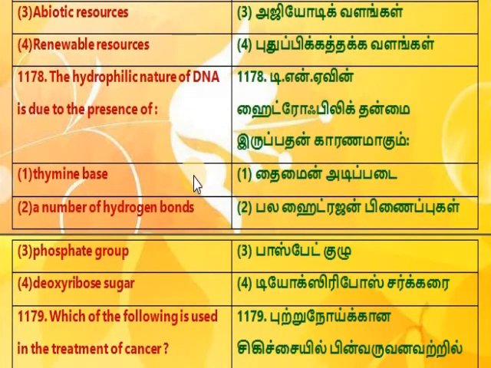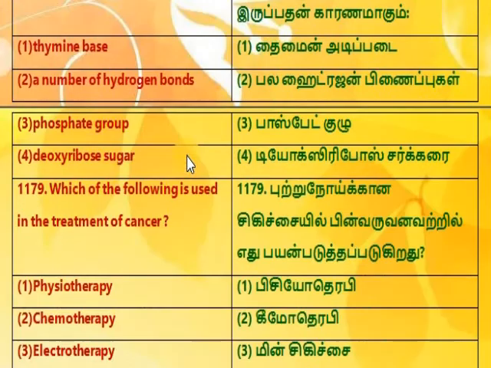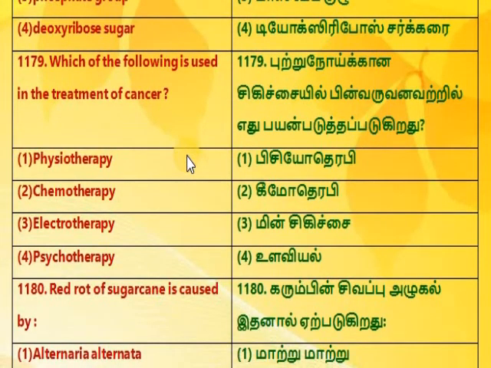1178. The hydrophilic nature of DNA is due to the presence of: 1. Thymine base, 2. A number of hydrogen bonds, 3. Phosphate group, 4. Deoxyribose sugar. 1179. Which of the following is used in the treatment of cancer? 1. Physiotherapy, 2. Chemotherapy, 3. Electrotherapy, 4. Psychotherapy.